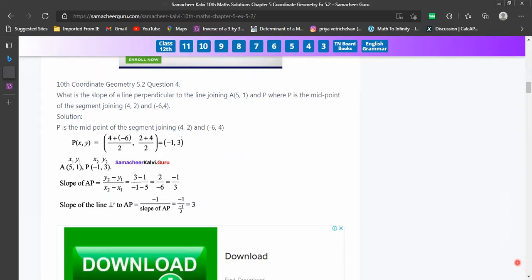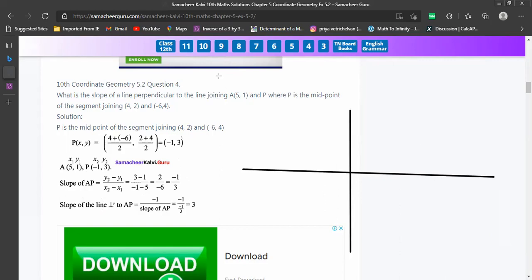We'll move to the question number 4. What is the slope of a line perpendicular to the line joining 5, 1 and P, where P is the midpoint of the segment joining 4, 2 and minus 6, 4. Let's put it in the coordinate plane first for the better understanding. So they said 5, 1 is A.